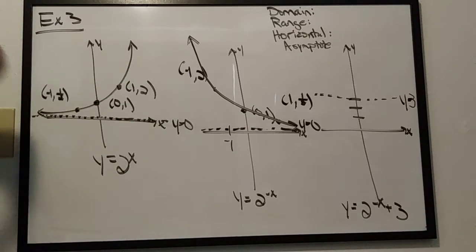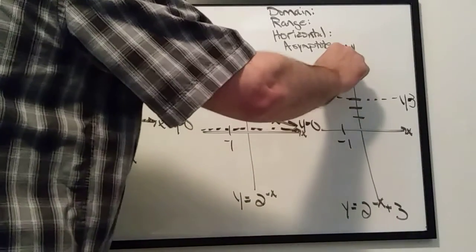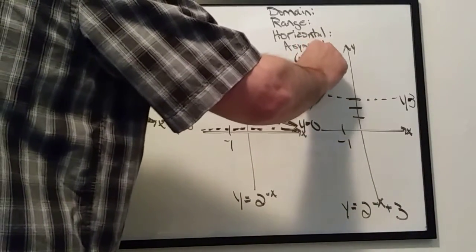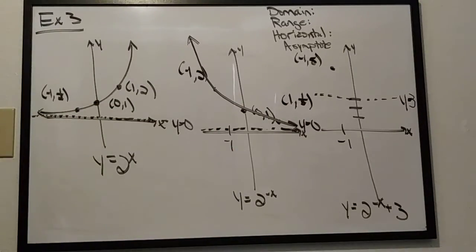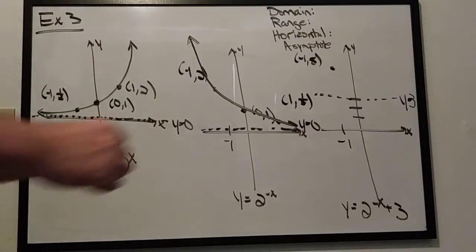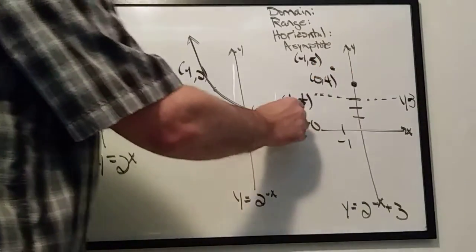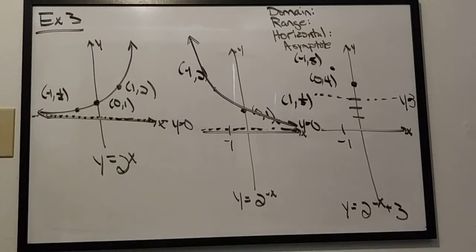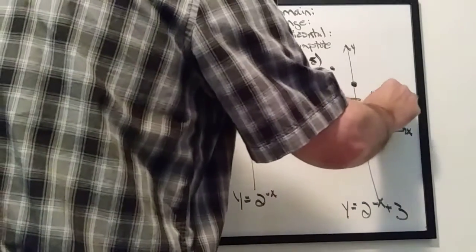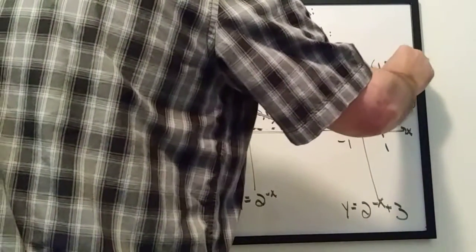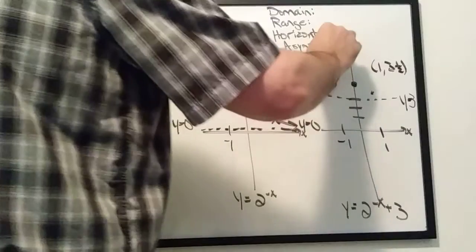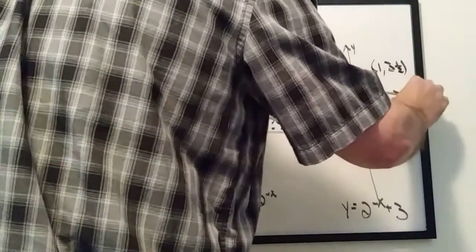So negative 1, 2, add 3 to that, we're going to be at negative 1, 5. 0, 1, add 3 to the y-coordinate, we're going to be at 0, 4. And then finally over on the right, 1, 1/2, we're going to add 3 to that, and it's going to be 1, 3 1/2. And we have our decreasing function.